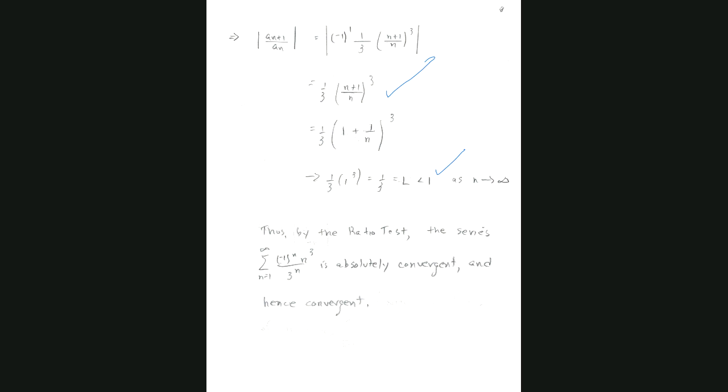N plus 1 over n cubed is the same as 1 plus 1 over n cubed, and I wrote it that way so that as n gets large, remember, you're letting n go to infinity. So that 1 over n is going to go to 0. And so this is going to approach, this is another way of writing a limit, you can use an arrow. The ratio approaches 1/3 times 1 cubed, which equals a third, which is the limit L, which is less than 1 as n goes to infinity.